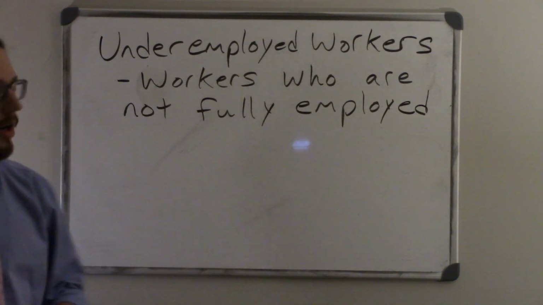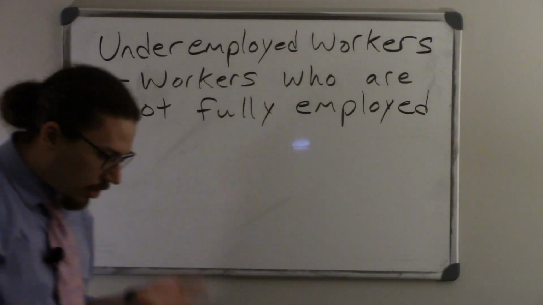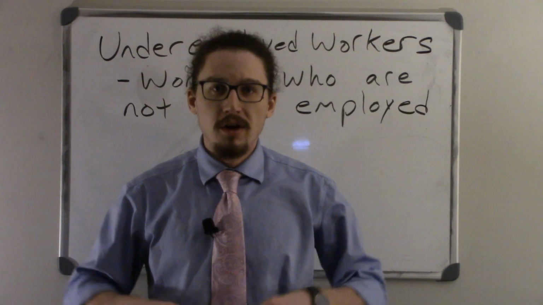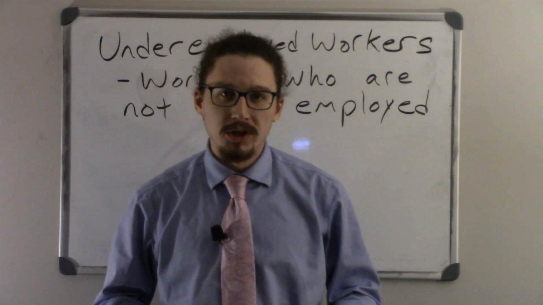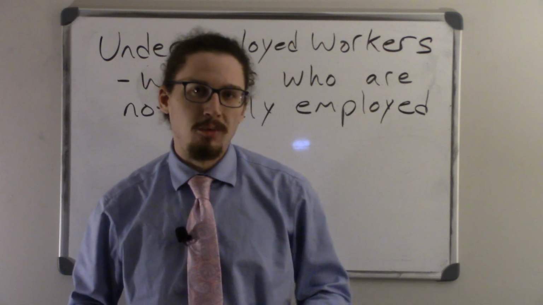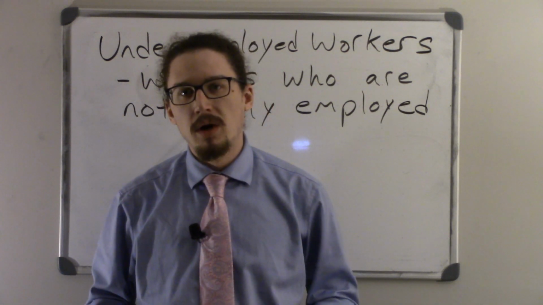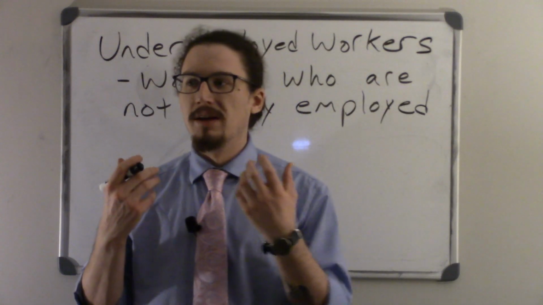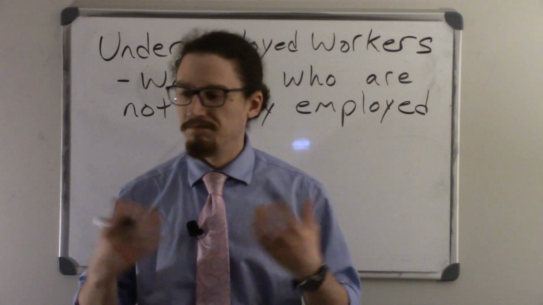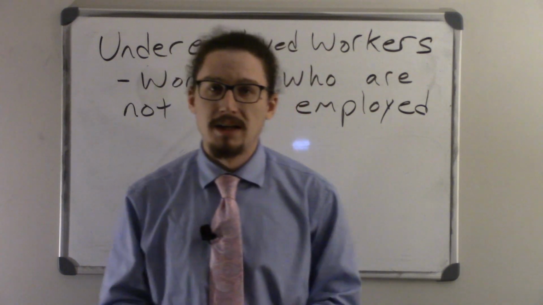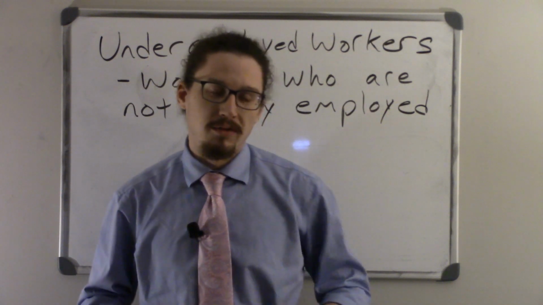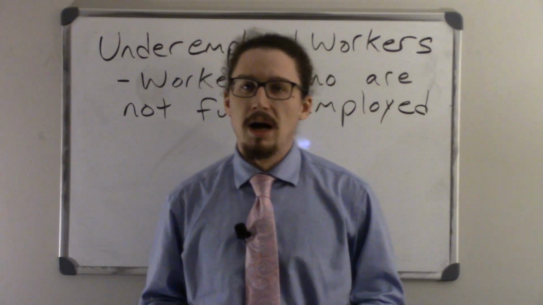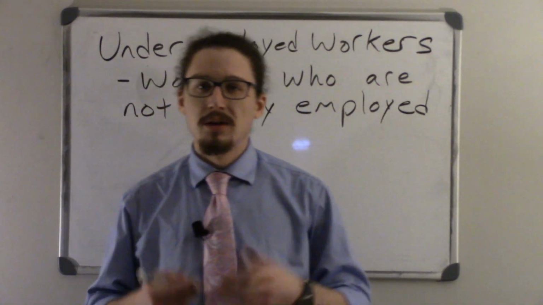So really, there are two broad categories of types of underemployed workers. There are those who have part-time work but would like full-time. So they're not fully employed to their wishes. They would like more hours. They would like to be a full-time worker. So that is one way somebody could be underemployed. The other way is skills. The skills that a person has, the training, the background, whatever you want to call it, doesn't match their position.